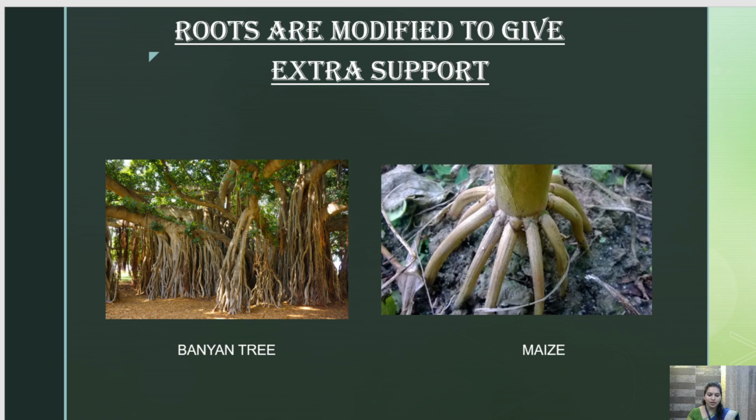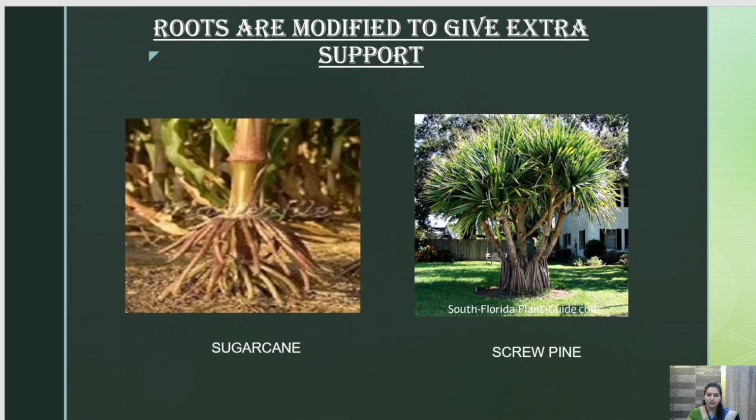Moving ahead, we have a few more examples like sugarcane. In sugarcane also we can see there are several more roots present. It is also called prop root. Same in screw pine. In screw pine also, as you can see at the bottom, there are several long roots present. So they are also called prop roots. Getting it? So these are the modifications of roots.